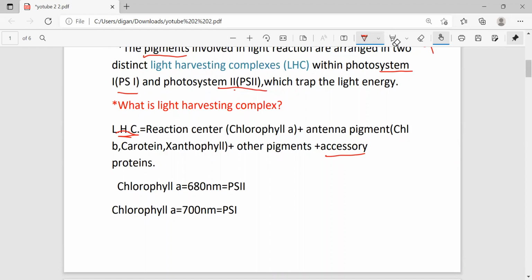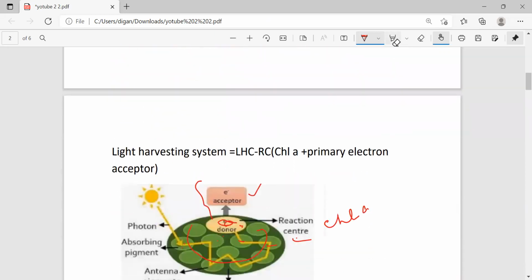Antenna pigment means chlorophyll B, carotene, and xanthophyll, plus other pigments. It means beside these four pigments, some other pigments are also needed for the photosynthesis process, that are called other pigments, and some accessory proteins are also required. So when these four types, reaction center, antenna pigment, other pigment, and accessory protein combine, they form light harvesting complex. And when the light harvesting system means what?